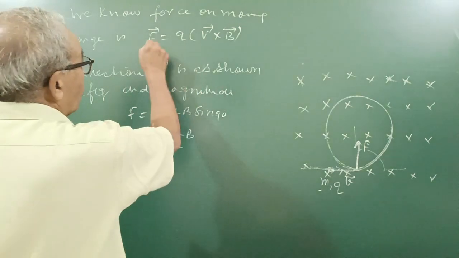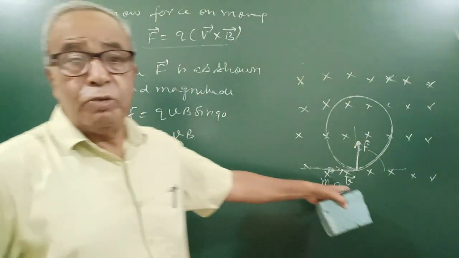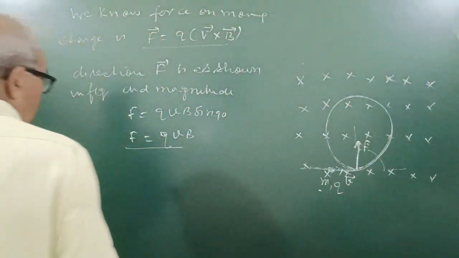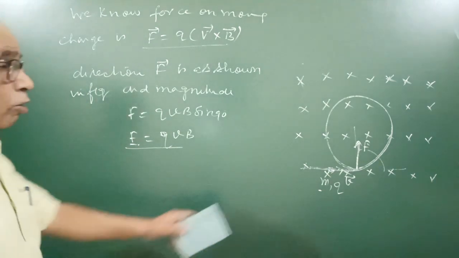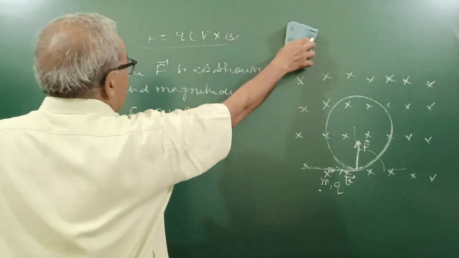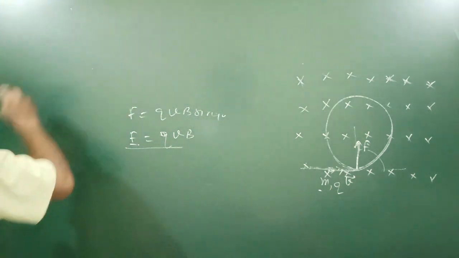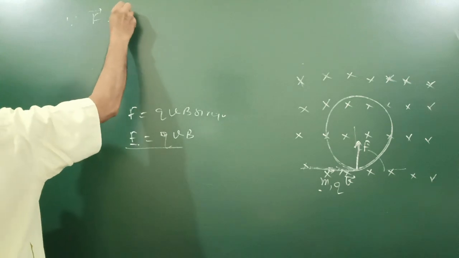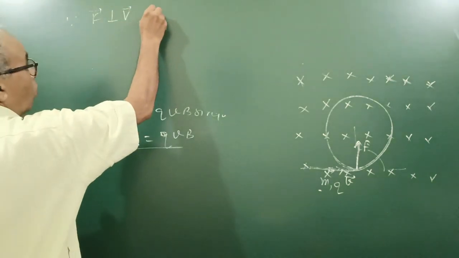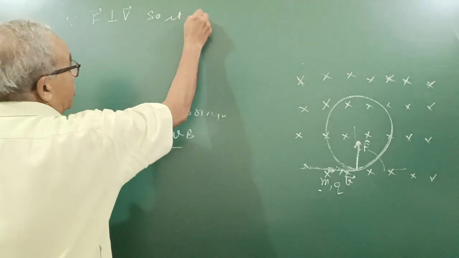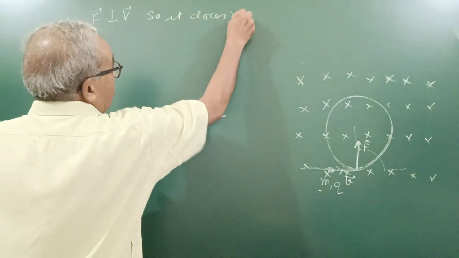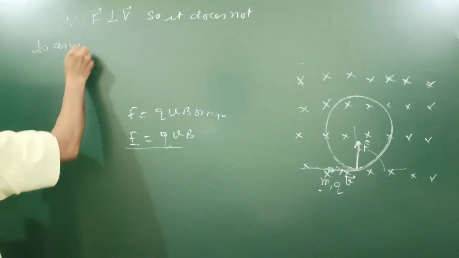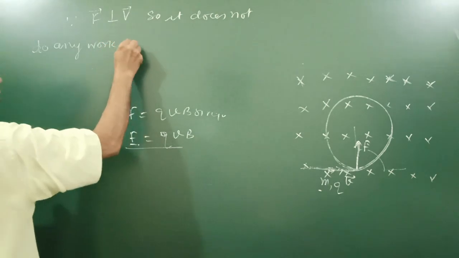So this force, according to this equation, is at right angle to velocity v. This is very important here, dear students. Direction of this force is at right angle to velocity v. Write here: since vector F is perpendicular to v, it does not do any work on charged particles.